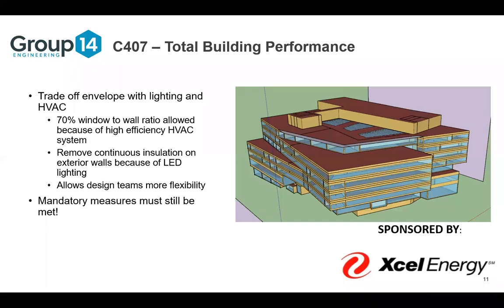We have a lot of buildings remove continuous insulation on the exterior walls, and it just really allows design teams more flexibility. I had a project that wanted to do a glass ceiling over top of their pool in their natatorium because they thought it would be really cool. And the only way to do that was to comply with the code via the performance method. And again, all those mandatory measures must still be met. So if it is a required mandatory measure, they have to show that they are complying with it.